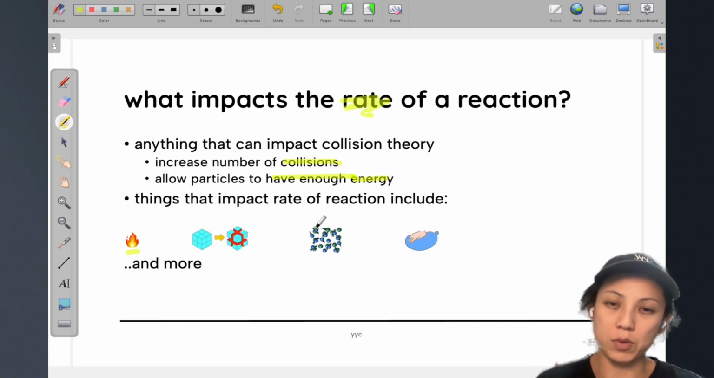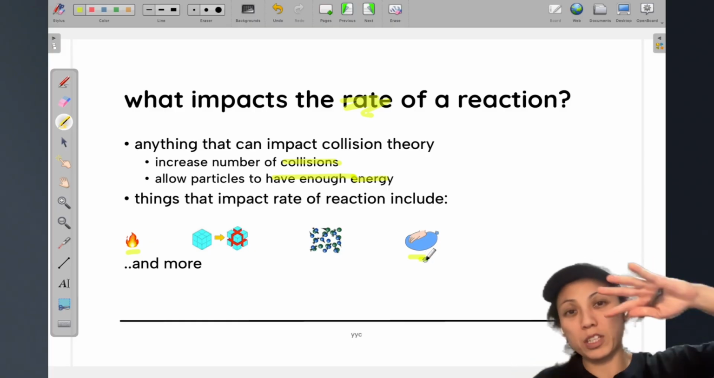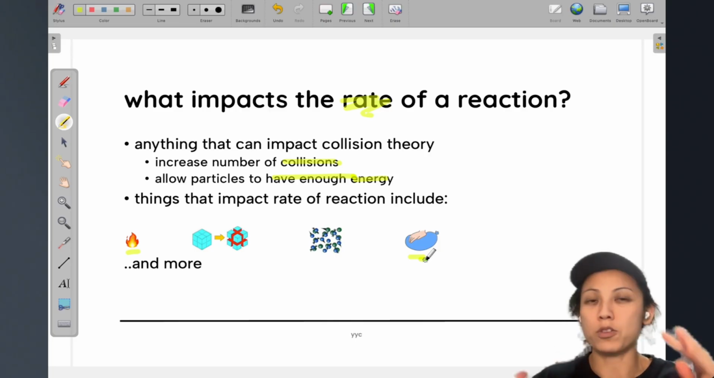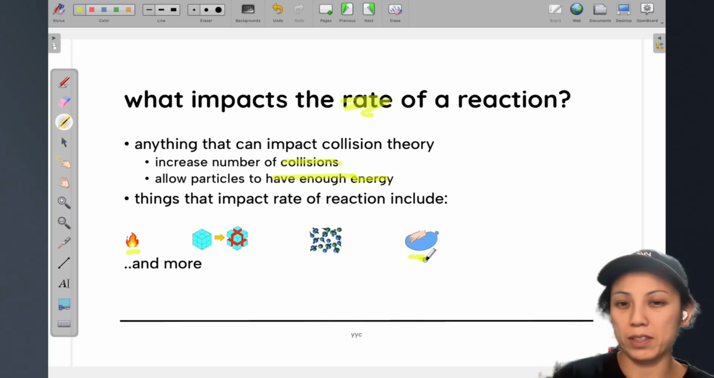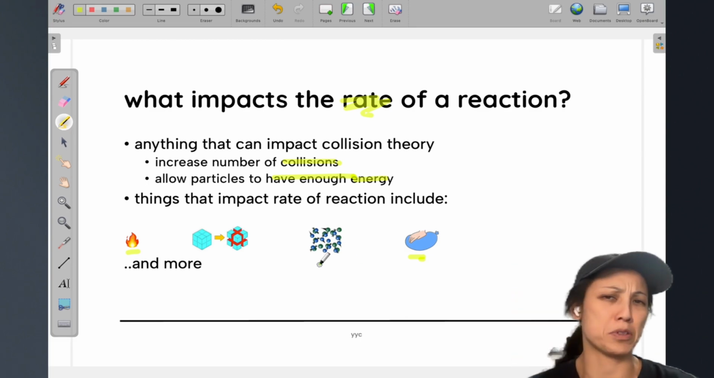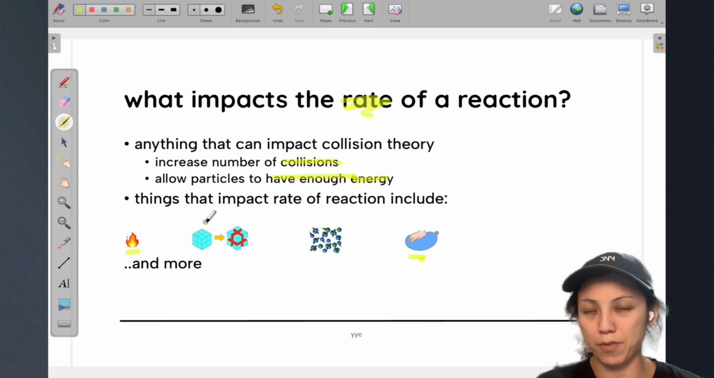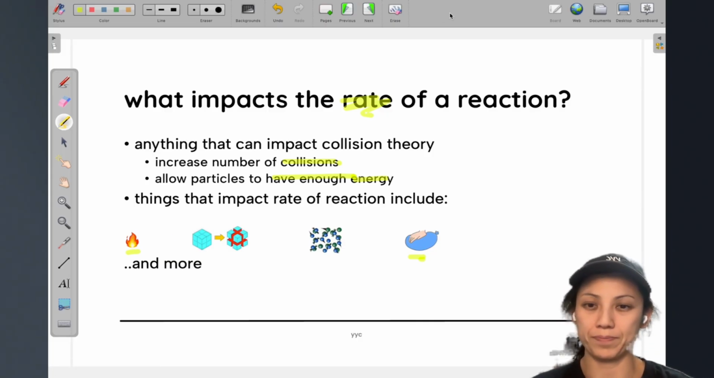Something else is to actually try and force them to come together. Let's say for example you've got particles in a balloon, and you're pushing them closer, you're increasing the pressure. And also, increasing or decreasing the concentration of the particles that you have here can impact the rate of reaction. And there are actually a few more that we're going to go through.